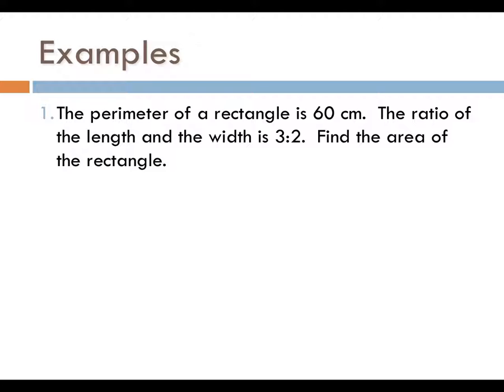Would it be like 3x plus 2x equals 60? I think you said the right thing. So 2 times 3x, plus 2 times 2x, equals 60. Why? Because you're trying to find the length and width, and you know that the perimeter is 60, so you set it equal to 60. Where'd that x come from?